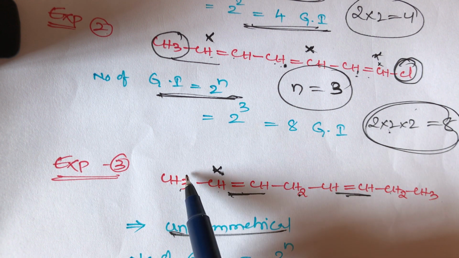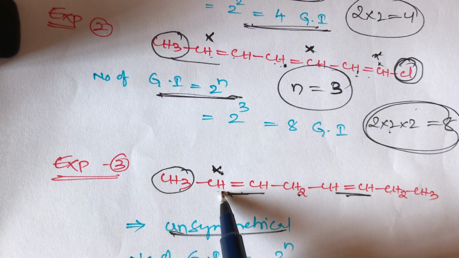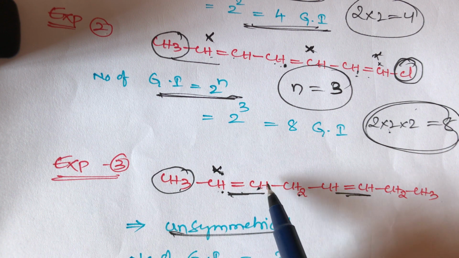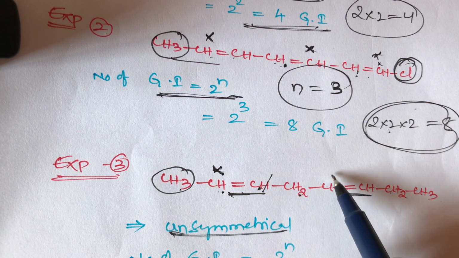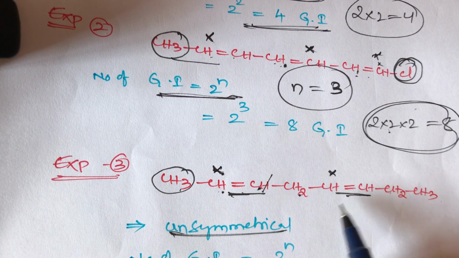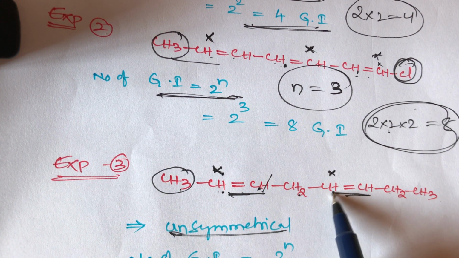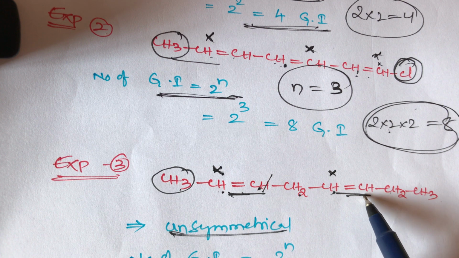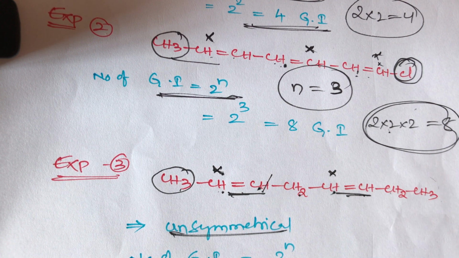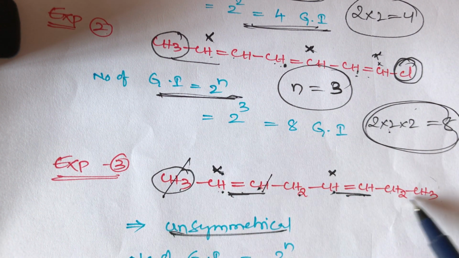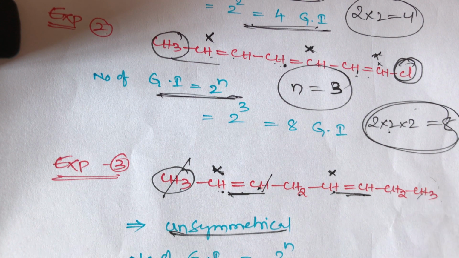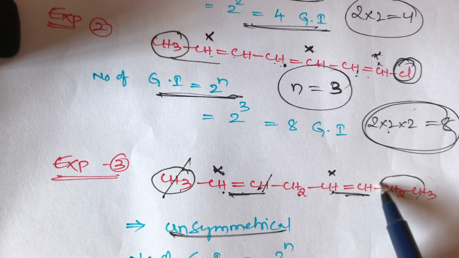Because this carbon is connected with a methyl group and one hydrogen, and this right side carbon is connected with one hydrogen, completing this compound. And here these two carbons will also show geometrical isomerism. So this carbon is connected with one hydrogen, and this carbon is also connected with one hydrogen and this ethyl group. So what is the condition here? The terminal groups should be different. What about this terminal group? Here the terminal group is methyl. And what about this terminal group? Here also, that is not the correct way. This is a complete ethyl group.